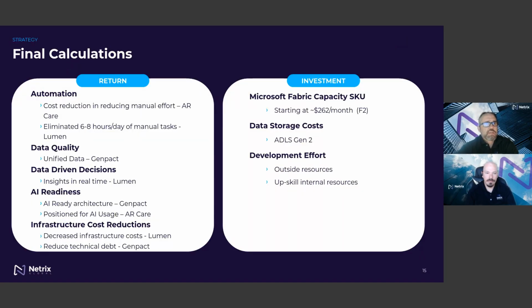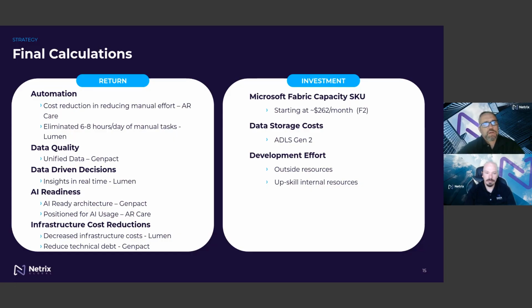So if we bring all this together and consider how these real-world examples fit into the categories of business value we've established earlier. AR Care reduced manual effort and positioned their data for AI, while Lumen rolled out real-time insights, also eliminated a whole bunch of manual effort, and then reduced their infrastructure costs. Genpact, on the other hand, was improving data quality with their unified data model, reducing technical debt, and additionally providing for their level of AI readiness.